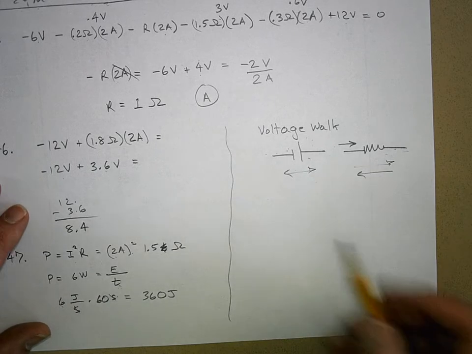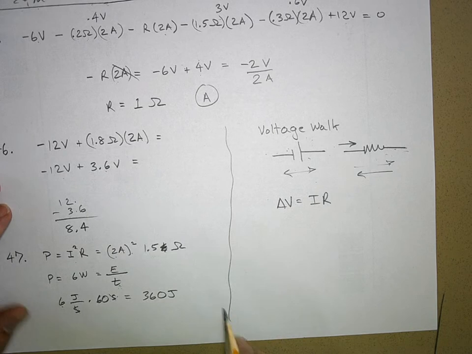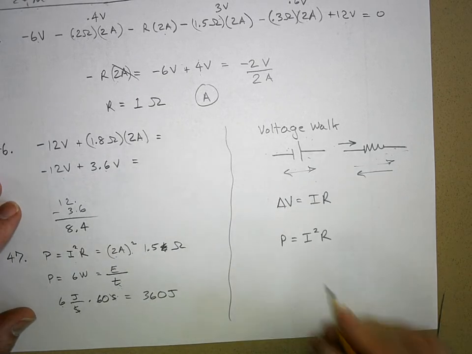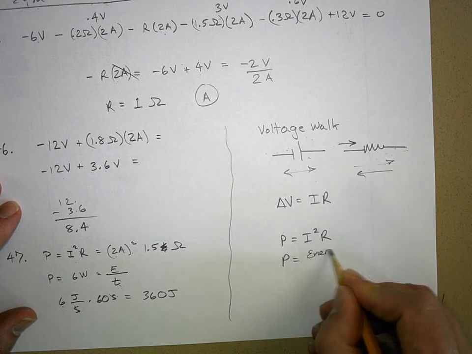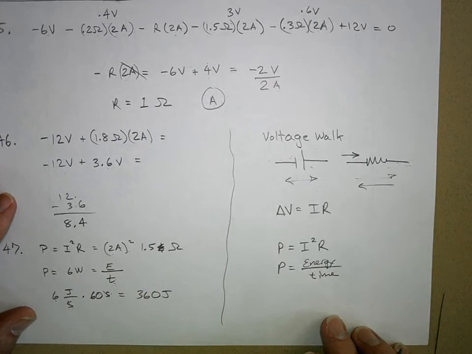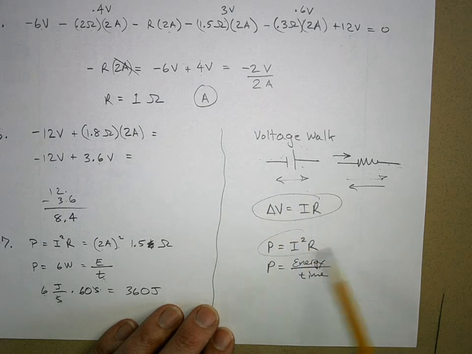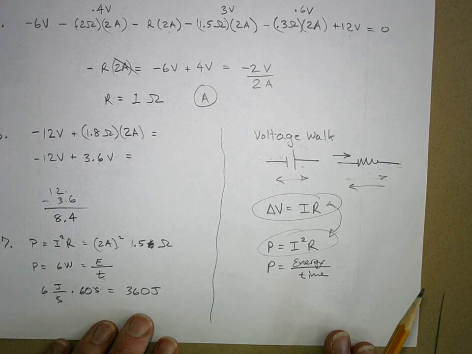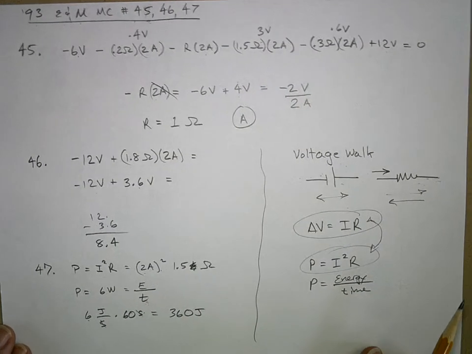And you need to know Ohm's law. Delta V for a resistor is equal to I times R. And of course you need to know power equals I squared R, and that power equals work or energy over time. Those are the big ideas. These are the things you need to have memorized. If you know this and you know this, you can combine these two to easily derive the other two power equations for circuits.